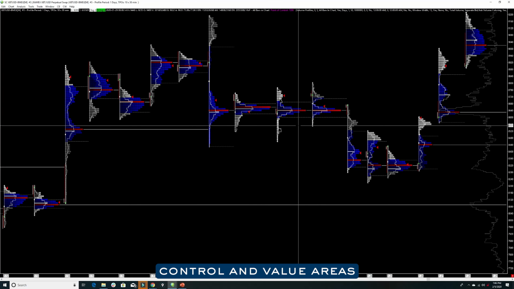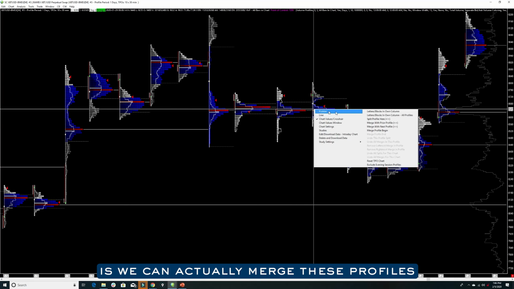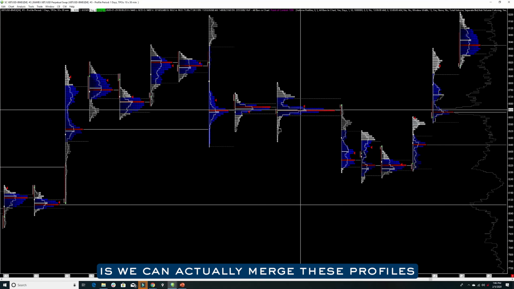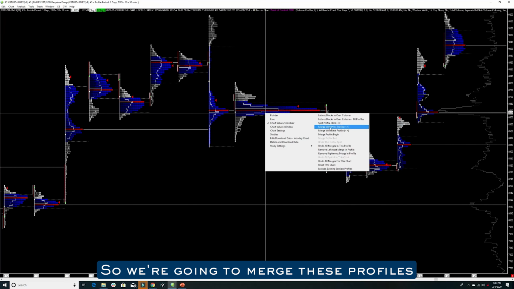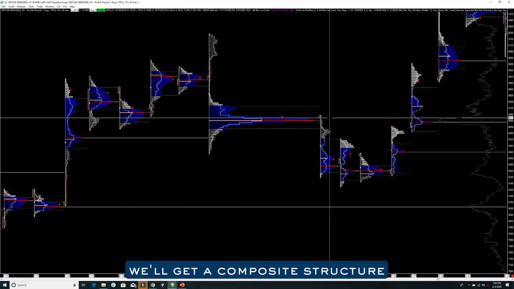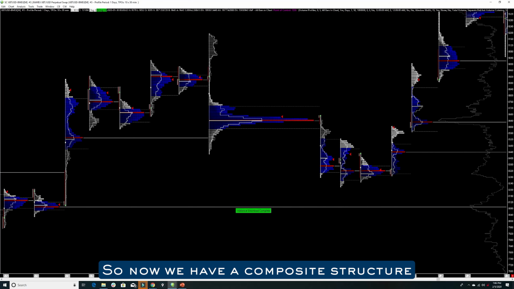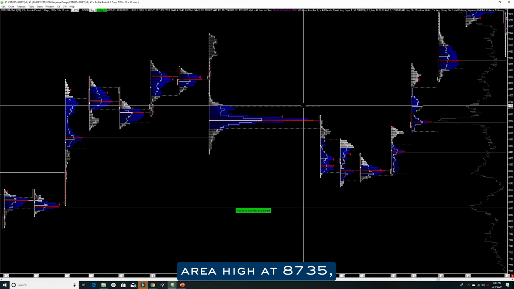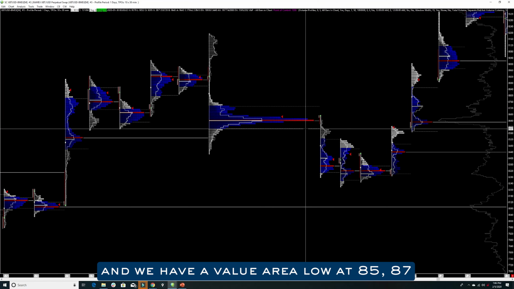So one of the best things that we can do is we can actually merge these profiles. So we're going to merge these profiles, and what you'll see is we'll get a composite structure. So now we have a composite structure where we have a definite value area high at 87.35, and we have a value area low at 85.87.